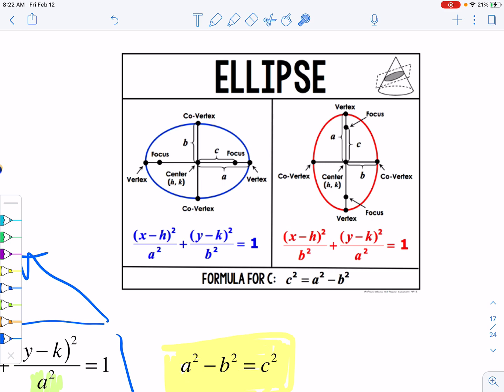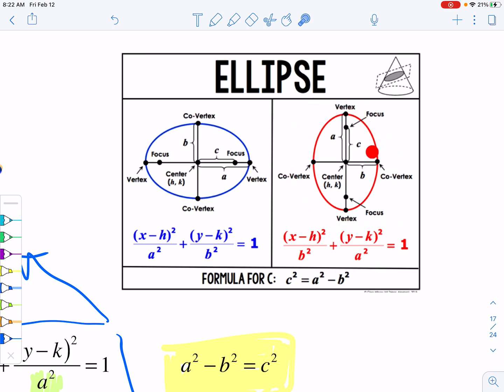Okay. Now this c value that we found right here is representing how far to the focus. So the c value gets us to the focus, which we use to create our ellipse. The a value gets us from the center to the vertex. The b value gets us from the center to the co-vertex.